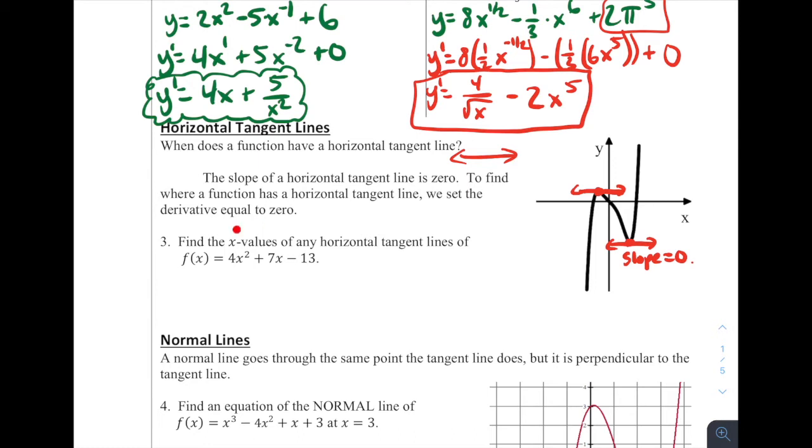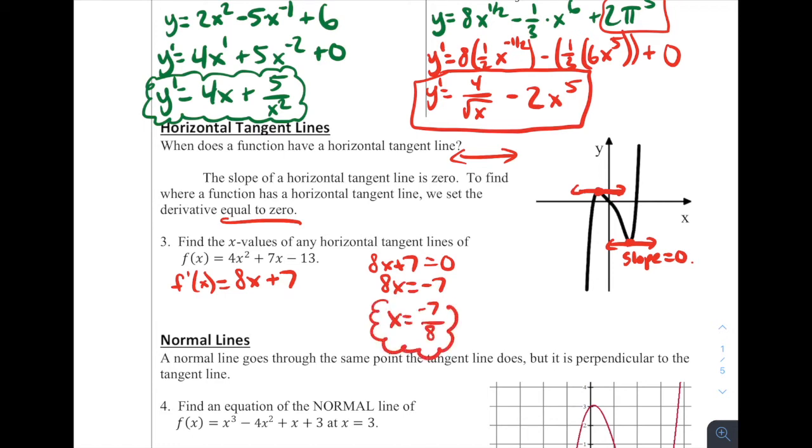Number 3, find the x values of any horizontal tangent lines of this. Well, if we take our derivative, this looks like it's set up pretty nicely. f prime of x is going to equal 8x. The derivative of 7x is going to be 7, and the derivative of negative 13, that's a constant, so that's just 0. So our derivative function here is 8x plus 7, and I want to know when it's equal to 0. So 8x plus 7 equals 0, 8x is equal to negative 7, and x is equal to negative 7 over 8. We would assume that this function has a horizontal tangent line when x is equal to negative 7 over 8.